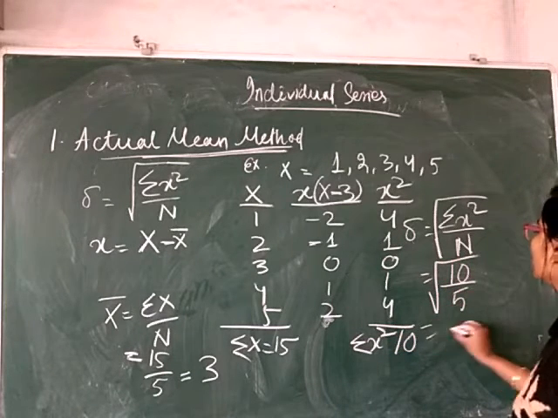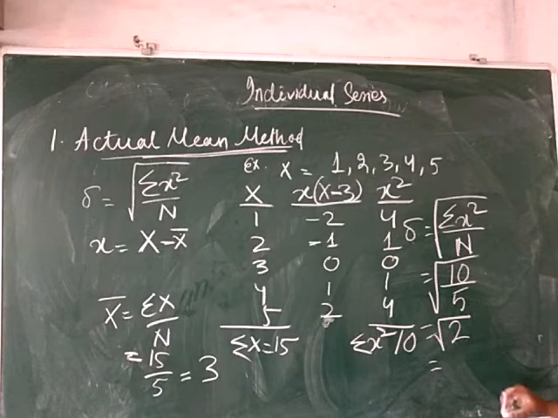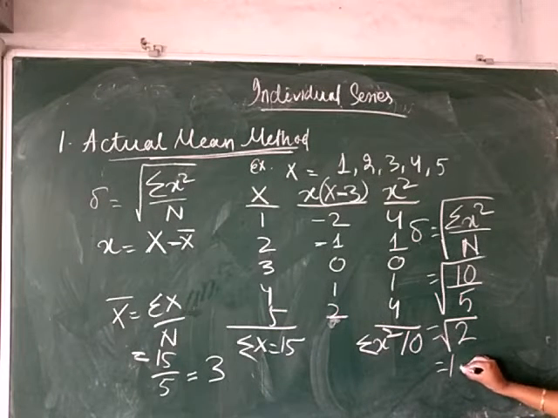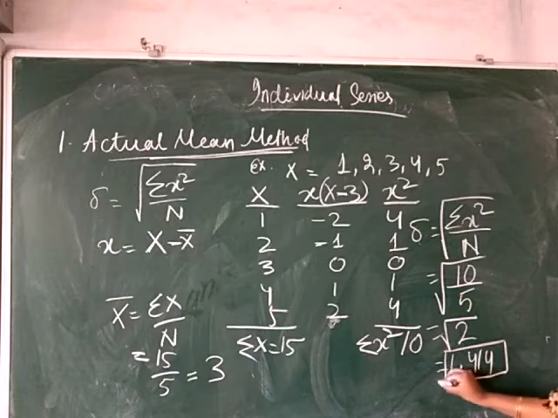And there will be square root of 2. The square root of 2 is 1.414. This is the standard deviation.